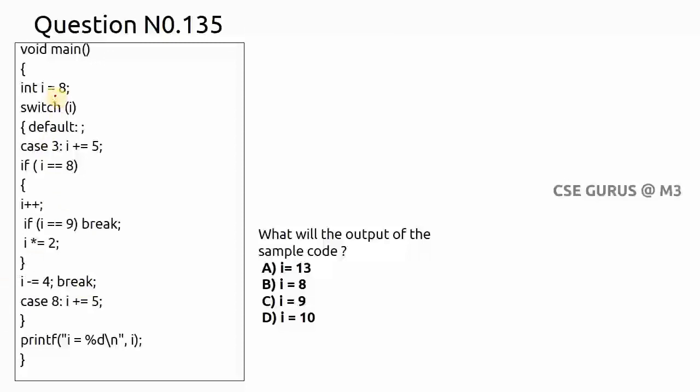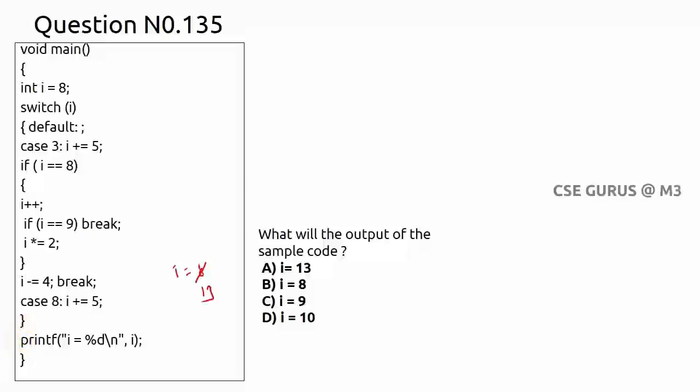Now what about this one? Question number 135. I have taken I equals 8. Is there any case with 8? First it will check. Yes, there is a case with 8. So I plus equals 5. So I value is 8. 8 plus 5, that is 13. So of course there is no break statement, but the switch is closing here. So it comes to the next line.